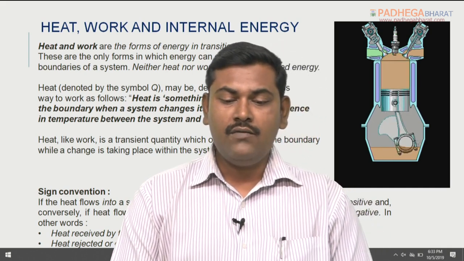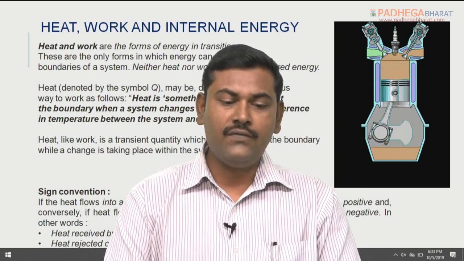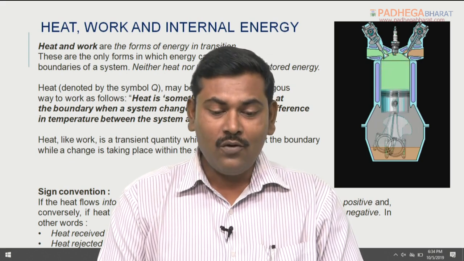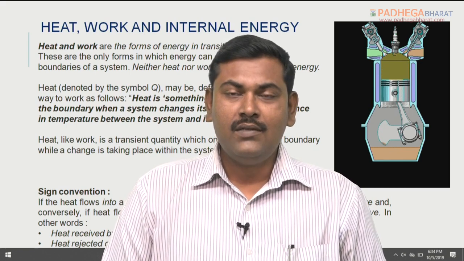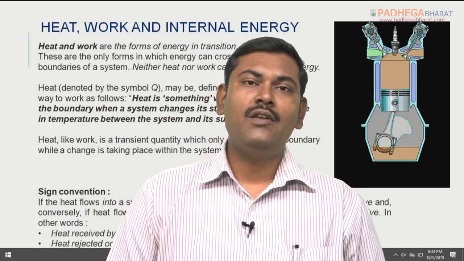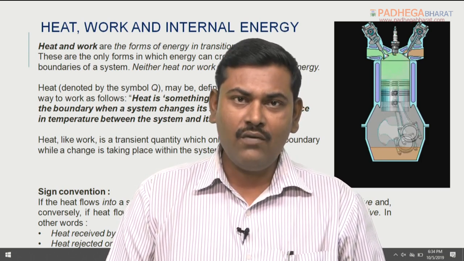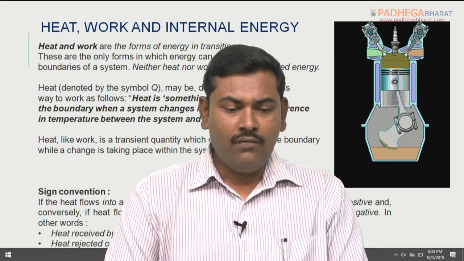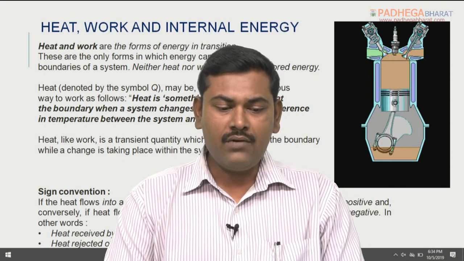Heat is something which appears at the boundary when a system changes its state due to a difference in temperature between the system and surroundings. Now I hope you have gotten the importance of temperature, isn't it? Unless and until there is a difference in temperature, there will not be transfer of heat, and unless there is transfer of heat, we cannot develop work. So like work, it is also a transient quantity which only appears at the boundary.